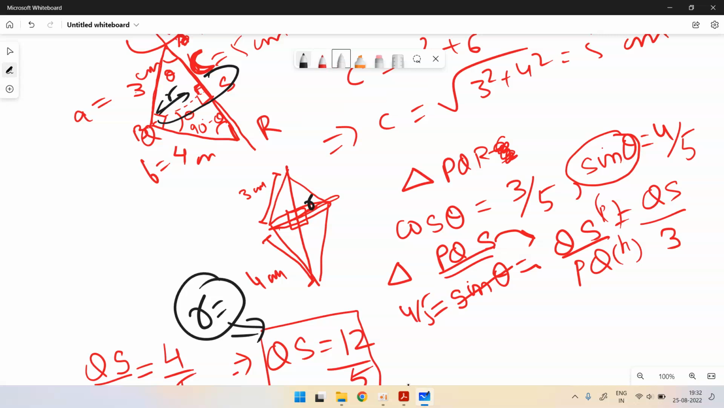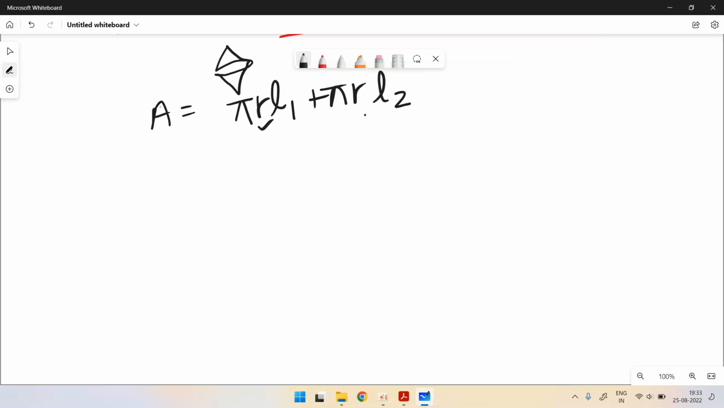Now we have everything in this question. Let this be L1, which is 3 centimeters, and this L2, 4 centimeters. R you already know. The total area of the solid formed by revolving this triangle about its hypotenuse will be pi r L1 plus pi r L2. R you have already calculated, and L1 and L2 are given, so you can calculate the area of the surface generated.